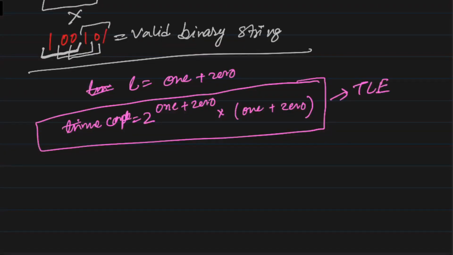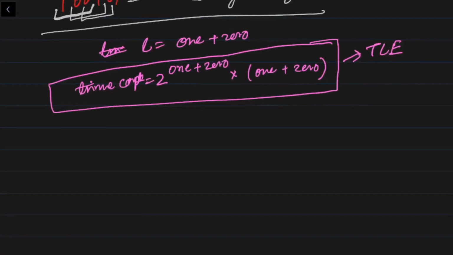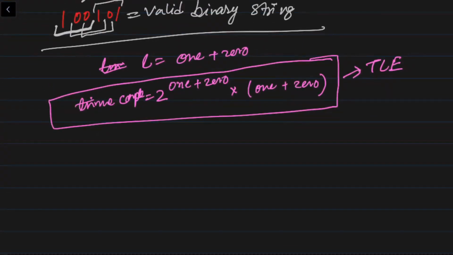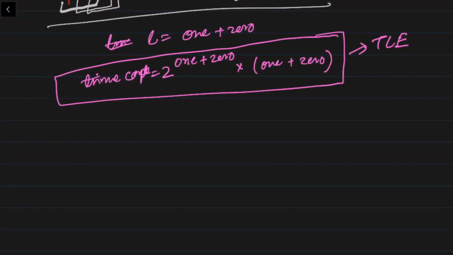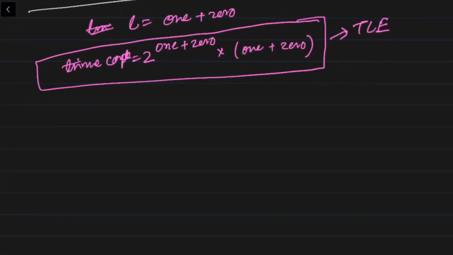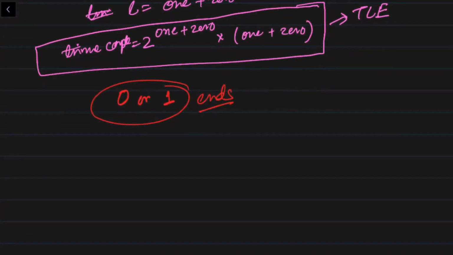So how can we solve this problem, right? Let's understand how we can solve this problem in dynamic programming, DP. As this is a binary string, whatever string we are taking, the string can end with either 0 or 1. These are the only two possibilities, right? So let's take the base cases.